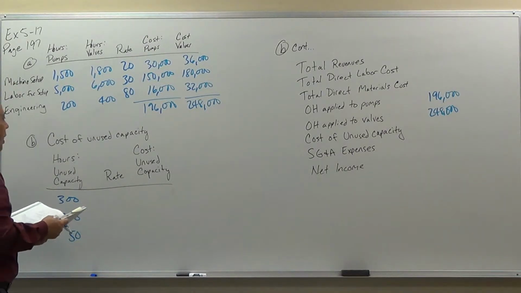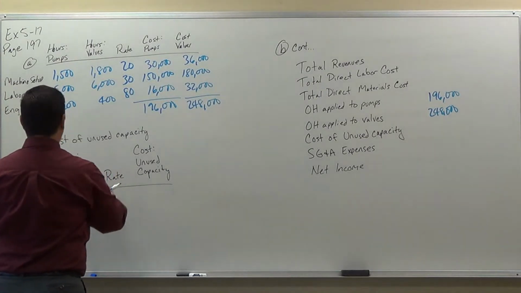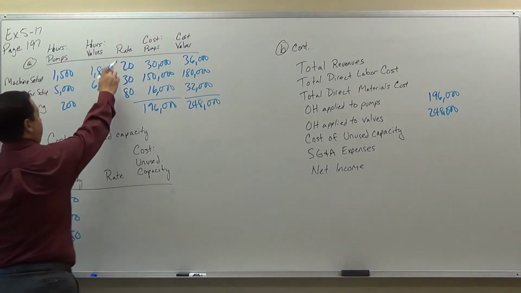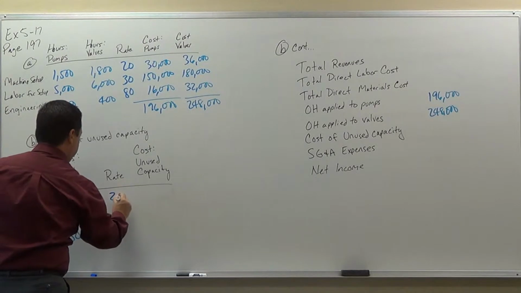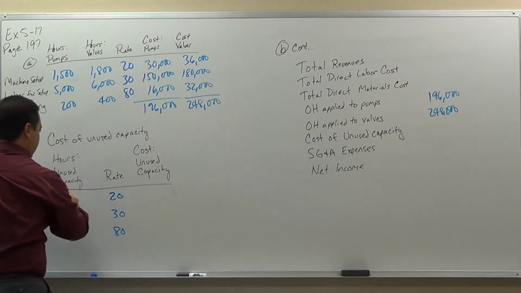What I'm going to do is figure out what we're not using of that, the cost of that. To figure out what the rates are, remember that's in that table again. I'm just going to take it from right here from the previous part of the problem. So I have 20, 30, and then 80. I'll multiply these out.